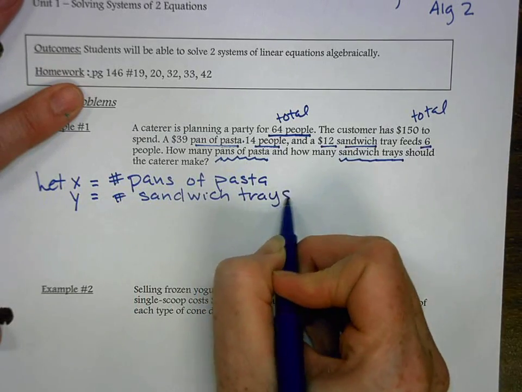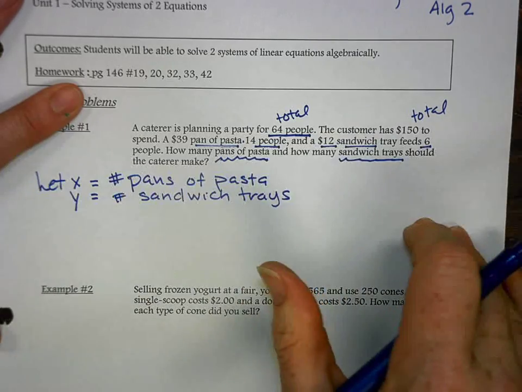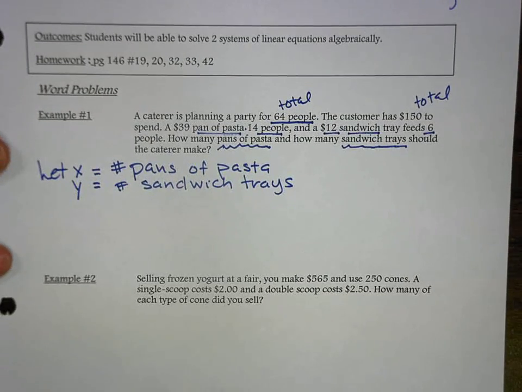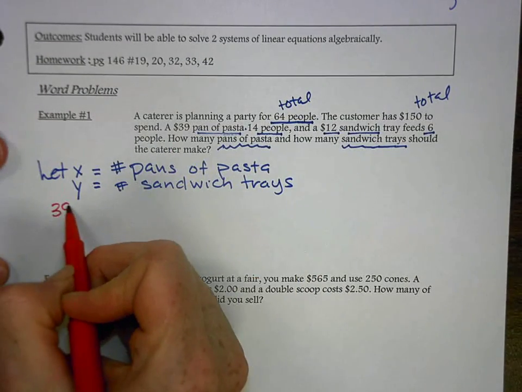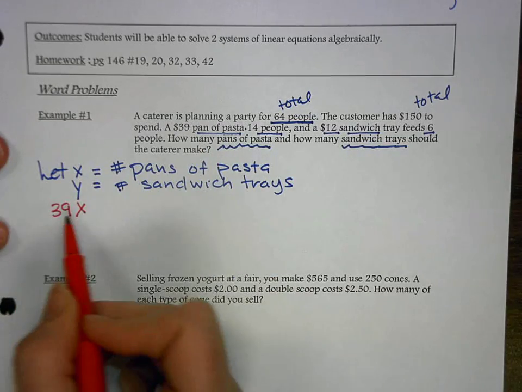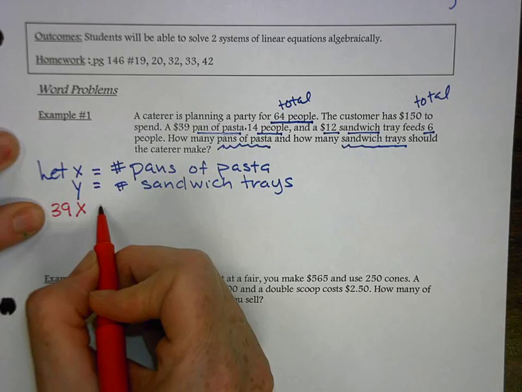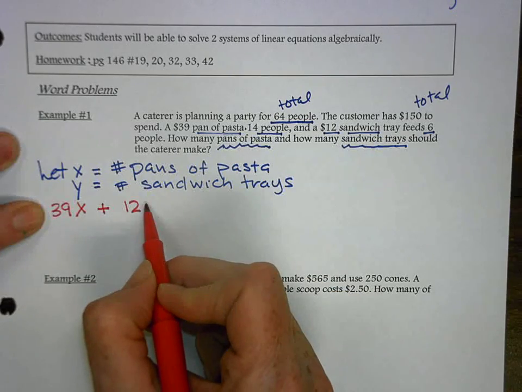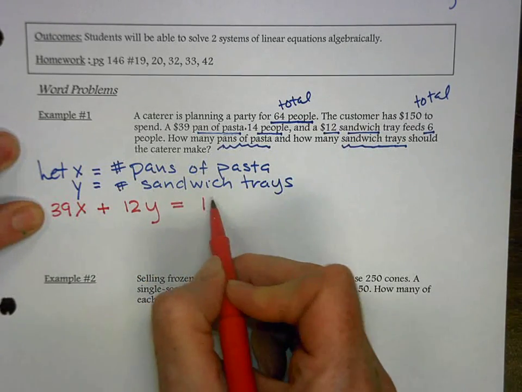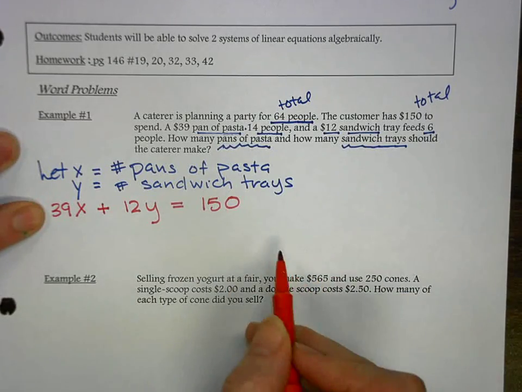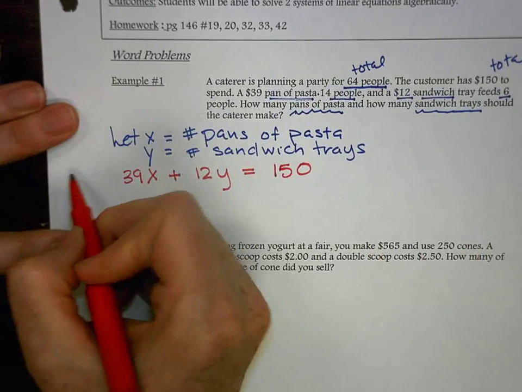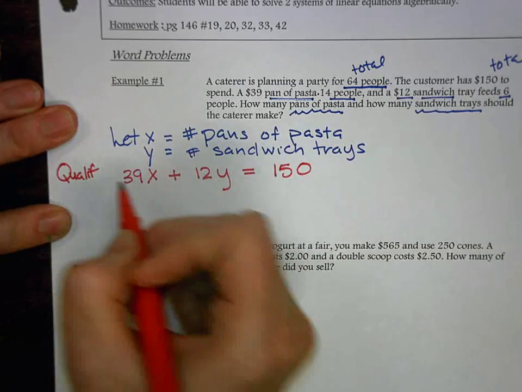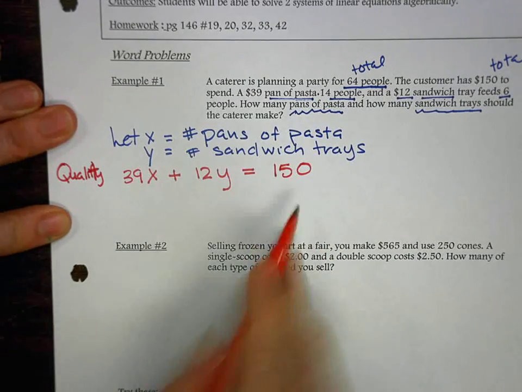And the key to your equations are going to be in the totals, because they have to add up to the total. So let's see how that works out. Well, what do I know? I know that $39 times x pans of pasta, every pan of pasta is $39, plus $12 times every sandwich tray is going to equal my total. I want it to equal my total, which was $150 to spend. So this row has to do with a quality. Okay, a quality about whatever x and y are. All right, that's a quality equation.